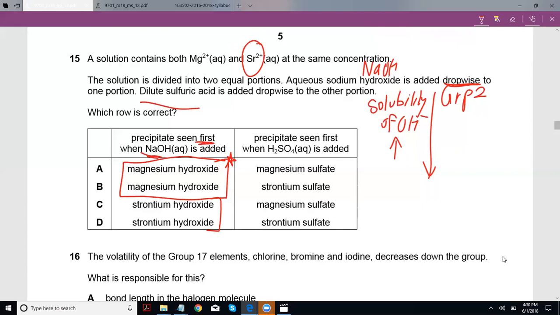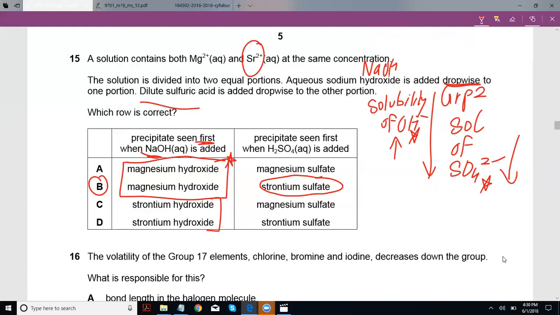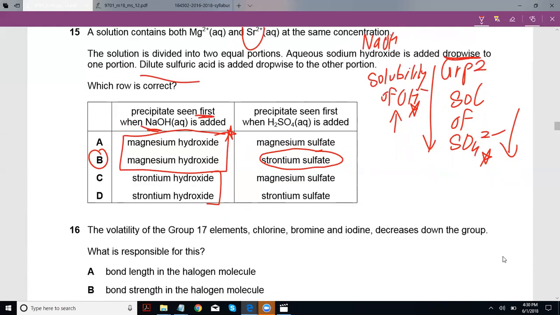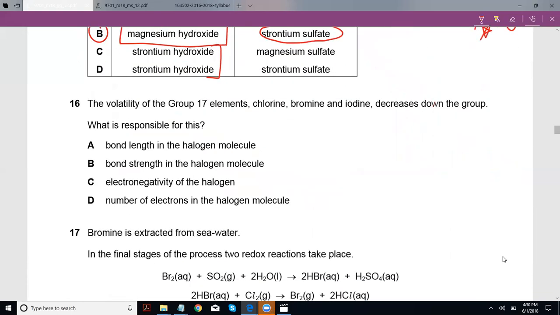And the other thing you need to know is that as you go down the group, the solubility of sulfates decreases. So here your strontium sulfate will form faster because it is more insoluble. In fact, magnesium sulfate is more or less soluble, you can almost say soluble. So that precipitate probably wouldn't be seen anyways. And this solubility character is very interesting. You learn the logic behind this in A2. But for now, just remember down the group, solubility of hydroxides increases, solubility of sulfates decreases, and that's how you have to solve this particular question.